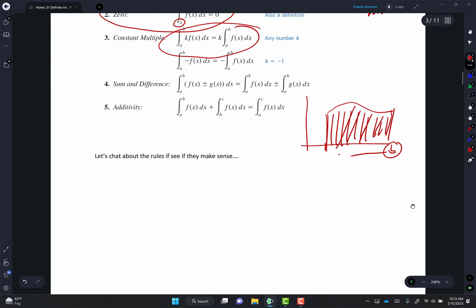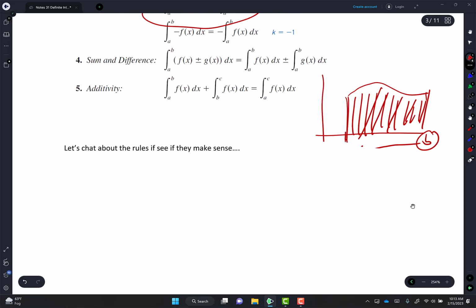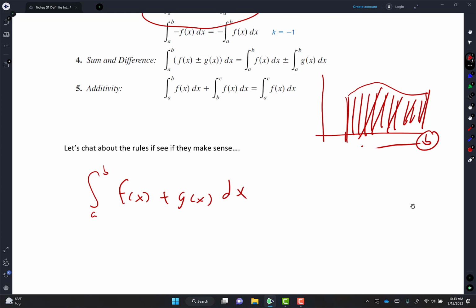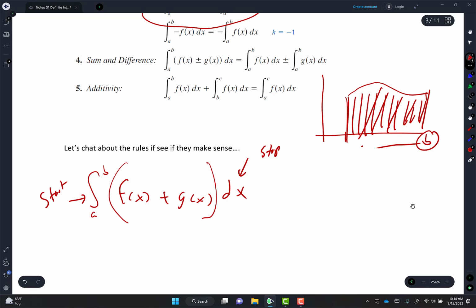Sum and difference. Okay. If I have a to b and I have two functions, f of x plus g of x, with the dx like that. By the way, I know there should be a parenthesis, but in the math world, we understand that this means the start of your integrand, and this dx means the stop of your integrand. So it's understood to be f of x plus g of x, all that times dx.